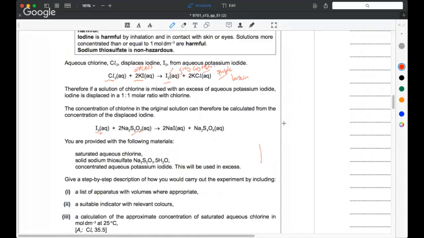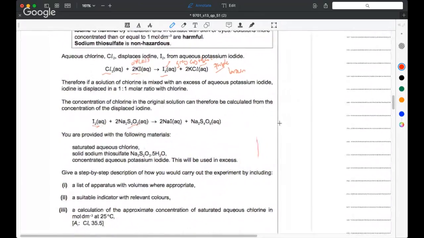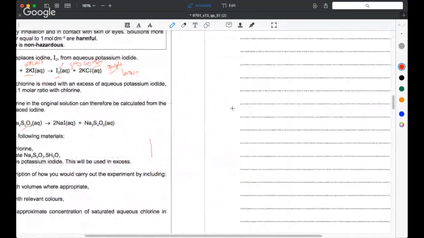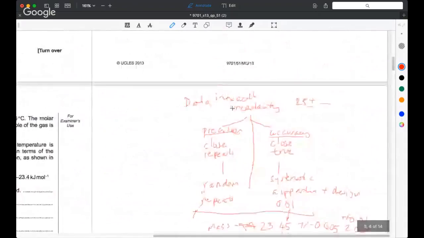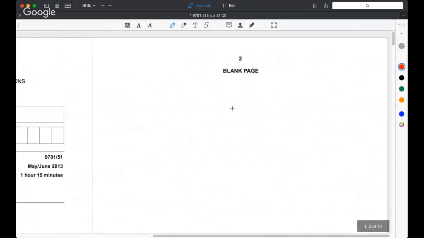Okay, so do you want me to... Let's try and get another completely blank page if we can on the right-hand side. So, okay. Can I? Oh, I can use that.